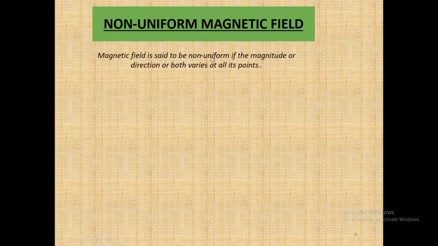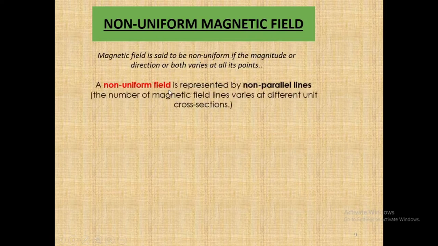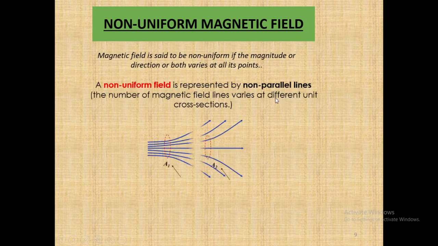Magnetic field is said to be non-uniform if the magnitude or direction or both varies at all points. So, the non-uniform field is represented by non-parallel lines. The number of magnetic field lines varies at different unit cross-sections. So, this one. It means, for the first area, we can count 1, 2, 3, 4, 5, 6, 7. We have 7 lines. But for the second area, 1, 2, 3, we have 3 lines.